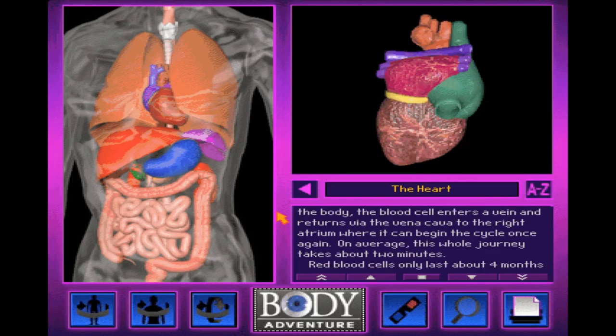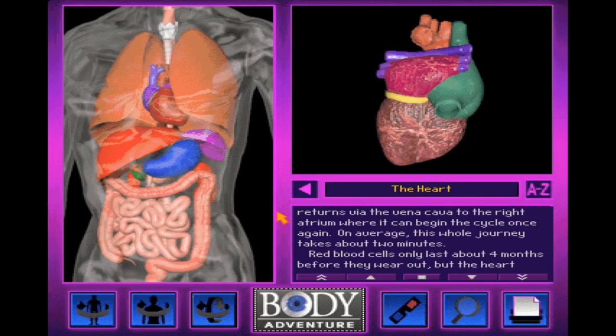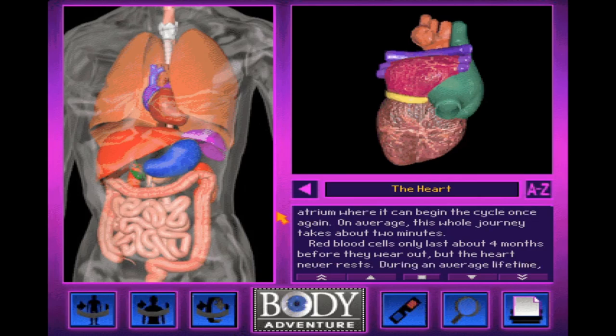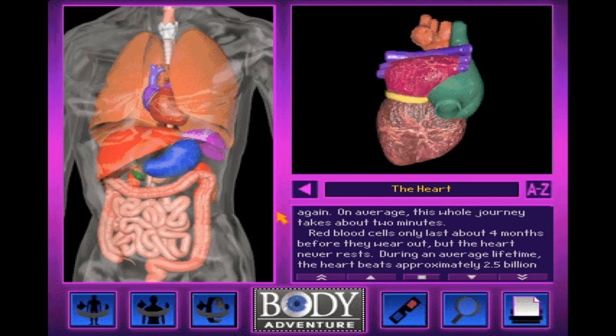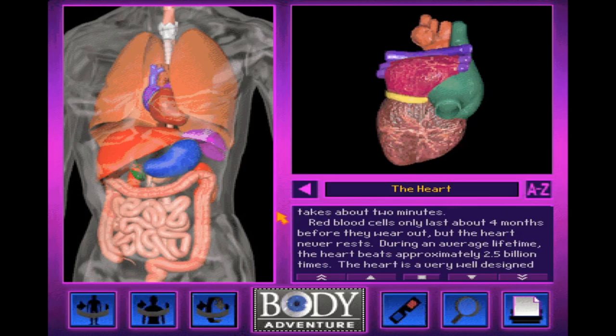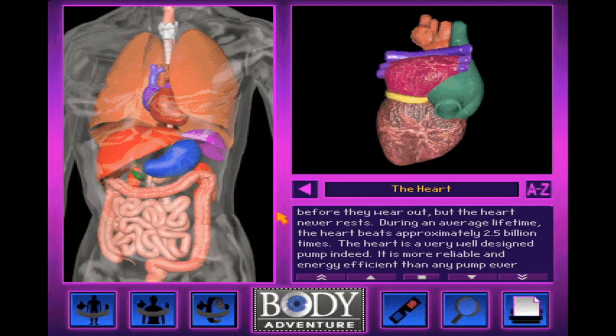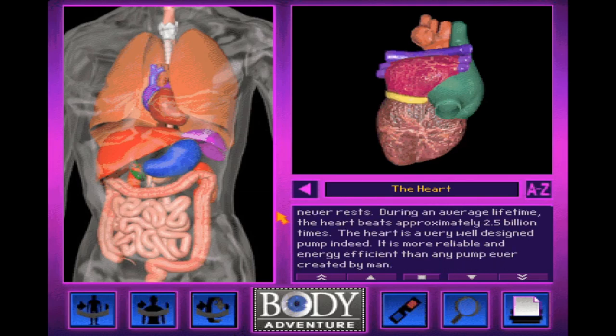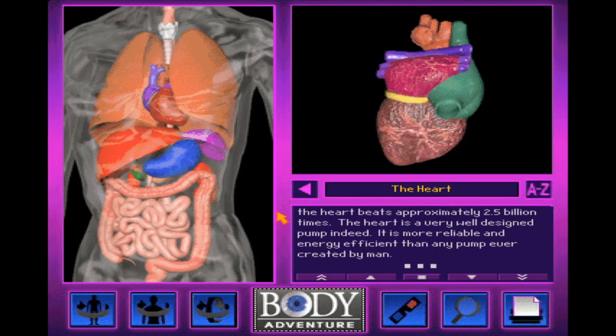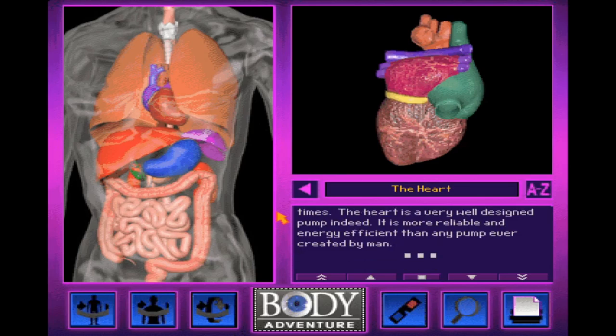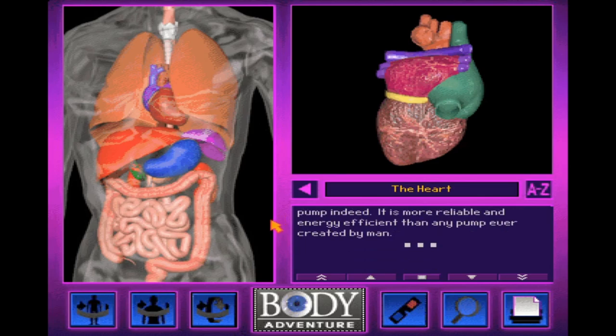On average, this whole journey takes about 2 minutes. Red blood cells only last about 4 months before they wear out, but the heart never rests. During an average lifetime, the heart beats approximately 2.5 billion times. The heart is a very well-designed pump indeed. It is more reliable and energy efficient than any pump ever created by man.